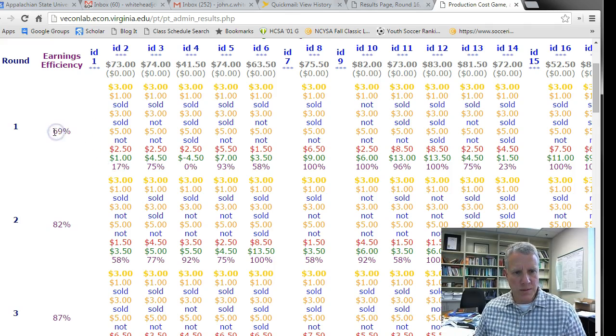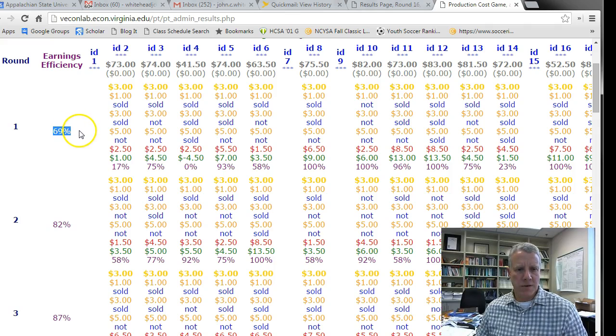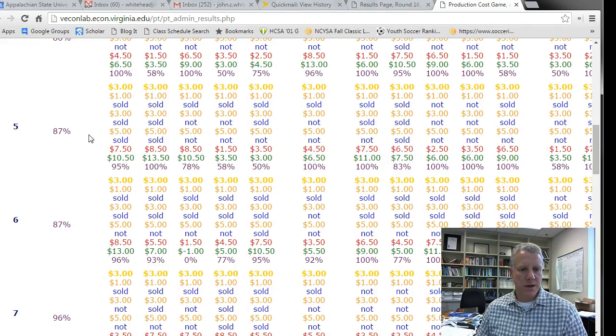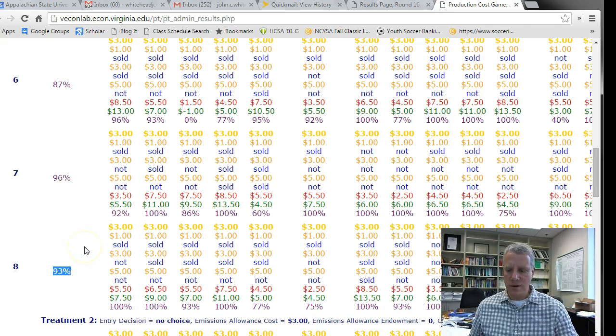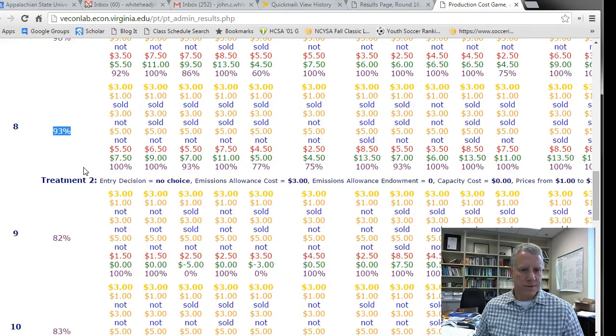So 69% means that for every dollar that could have been earned, the group of firms participating in this experiment earned 69%, or 69 cents. So earnings efficiency rose from 69 to 82 to 87, 86, 87, 87, and we get to the last 2 rounds, and we're earning 96% and 93% of total earnings. So there's some learning involved. So y'all were figuring out what was going on with the experiment in those rounds.